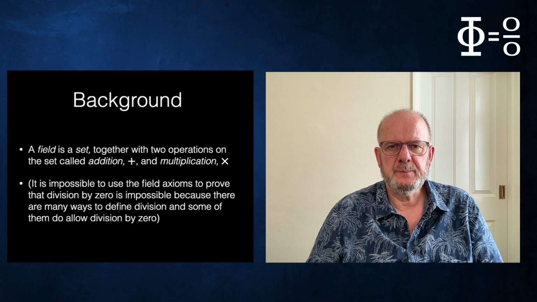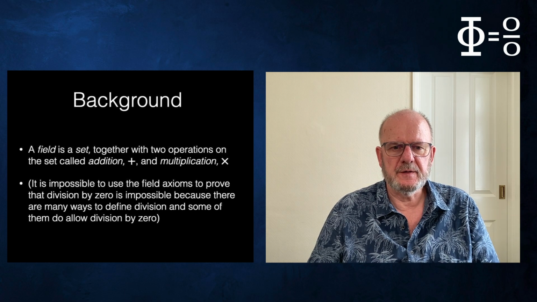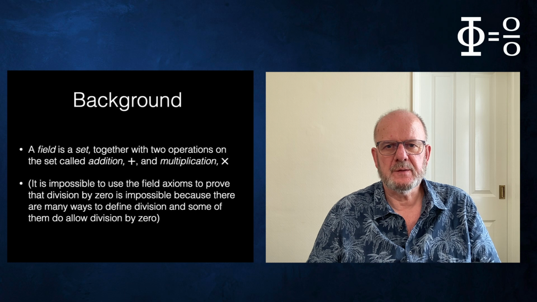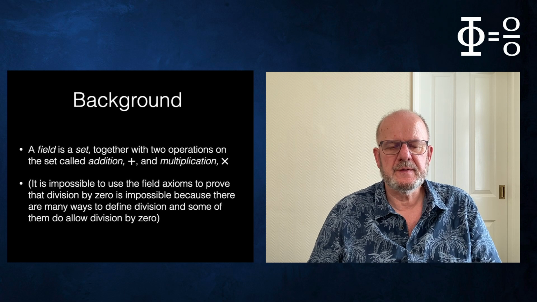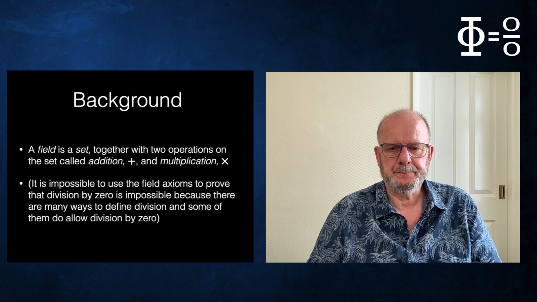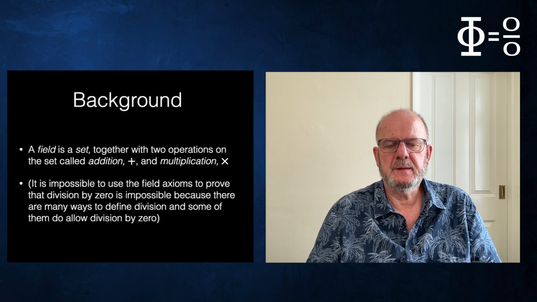I'll be using the properties of an algebraic structure called a field. A field is a set together with two operations on the set called addition and multiplication. If you know what a field is, that's great. If you don't know what a field is, that's okay. In school you learned arithmetic, and arithmetic is made up of a set of numbers and the two operations addition and multiplication.